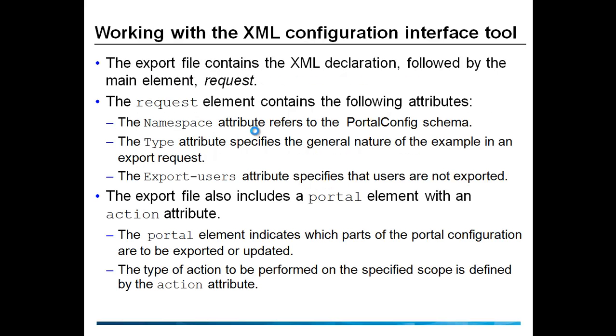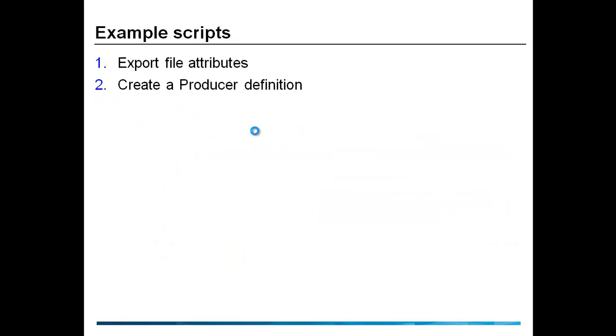Working with this tool, the export file contains an XML declaration followed by the main element, request. The request element contains the following attributes: the namespace, which refers to the portal config schema, and the type, such as export. The export file also includes the portal element with an action attribute. The portal element indicates which parts of the portal configuration are to be exported or updated. The type of action to be performed is specified by the action attribute.